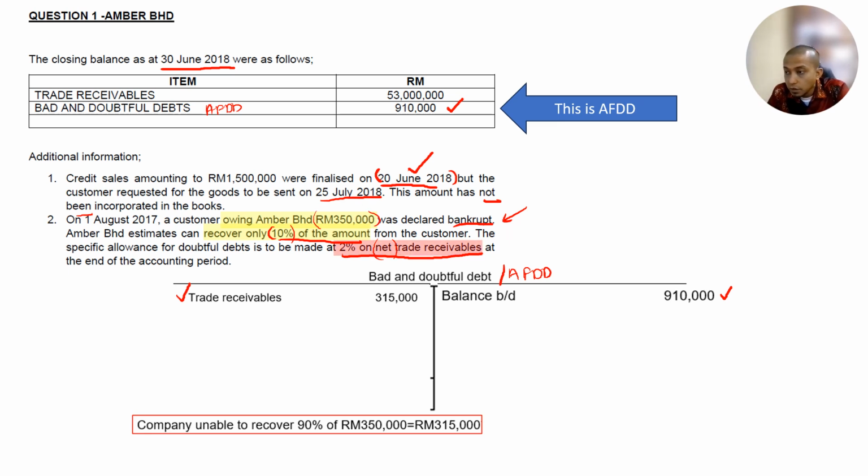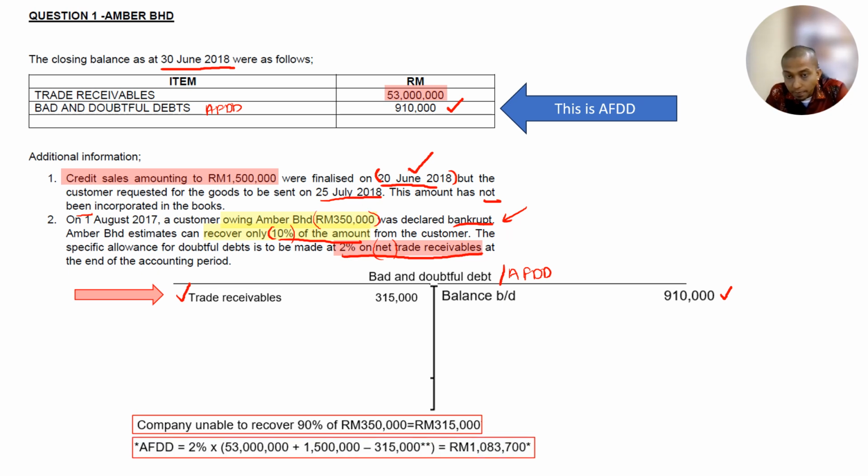Then 2% of net trade receivable at the end of the accounting period. So that means the closing balance, we need to calculate based on this calculation. Okay, this is the formula. The ending balance of allowance for doubtful debt is 2% times the net receivable, right? What is net receivable? Net receivable is basically the 53 million original amount, plus the 1.5 million that is not recorded yet, but we have done the sale already, minus the one that we cannot collect, this one. Okay, 315, how do we record this 315?